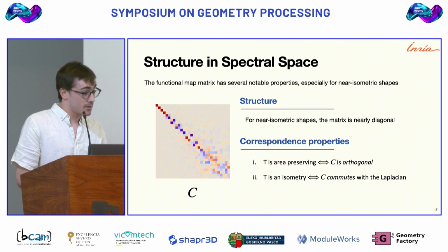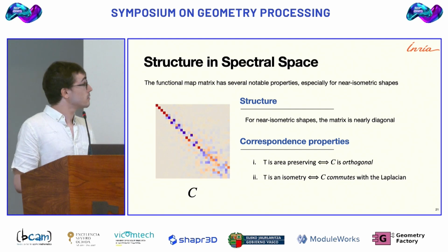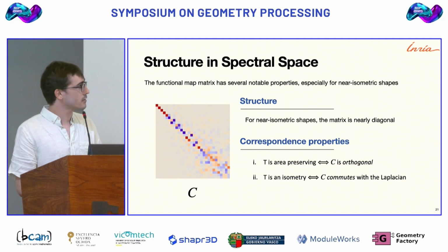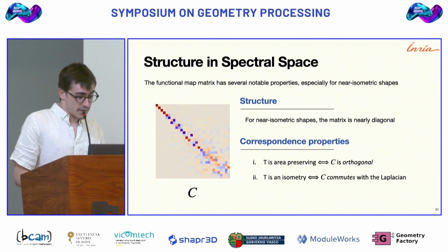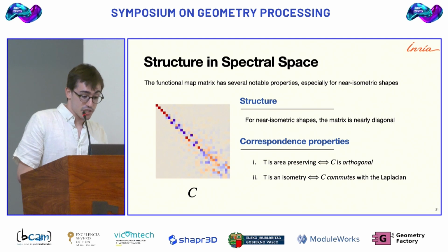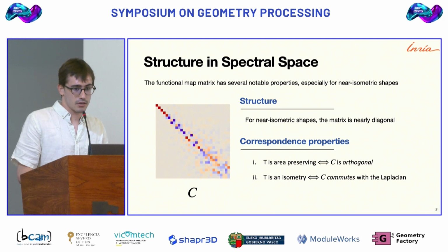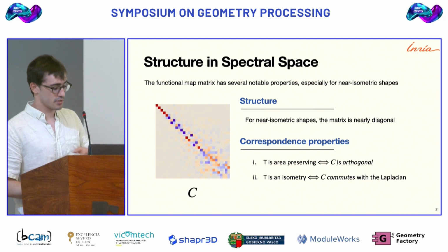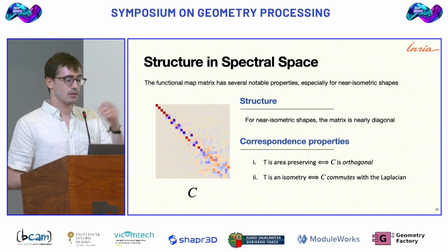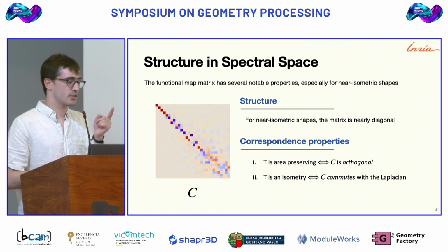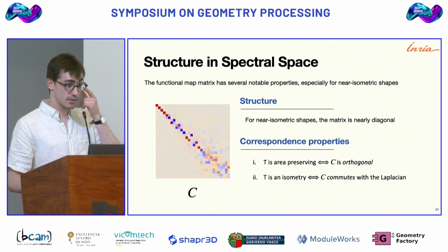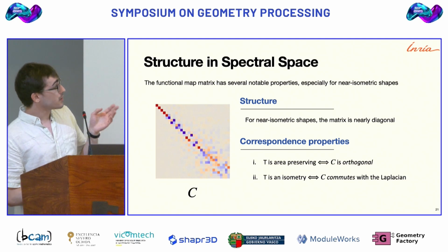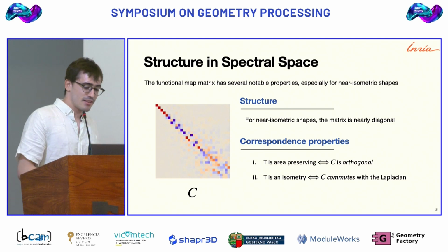The functional map has several cool properties, and it has a unique structure first. You can see that it's nearly diagonal. The idea is that for near isometric shapes, the matrix is going to be almost diagonal. For the same shape, you would get the identity with plus or minus 1 at every point, because eigenvectors are just defined up to a sign. But it's not the only thing that's happening. We also have that the matrix will usually be near orthogonal.